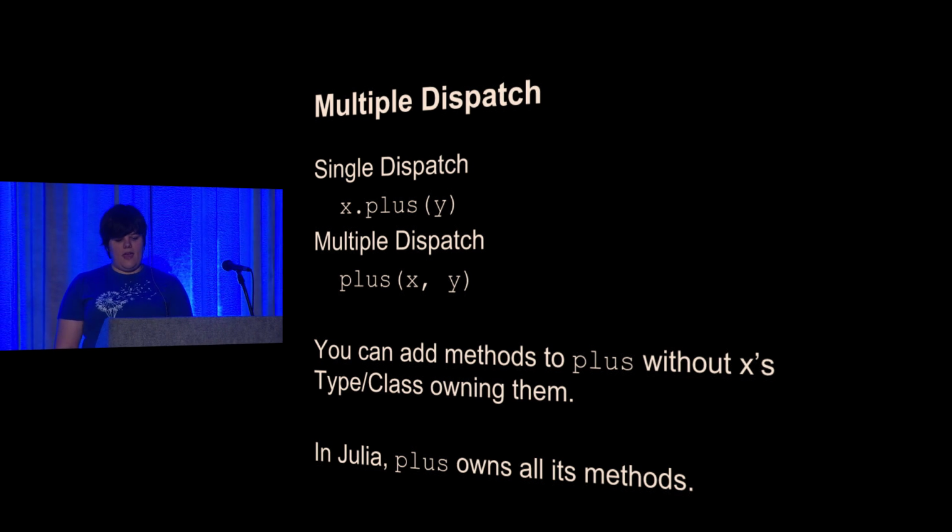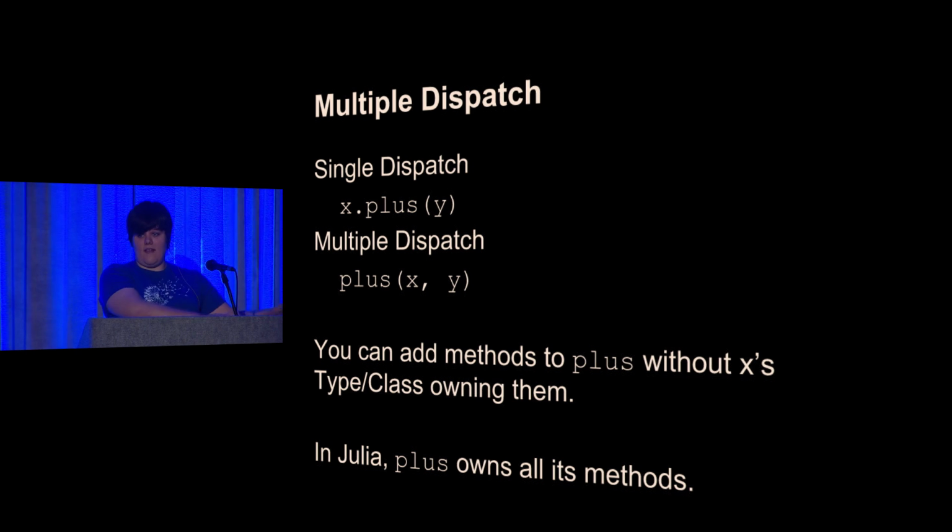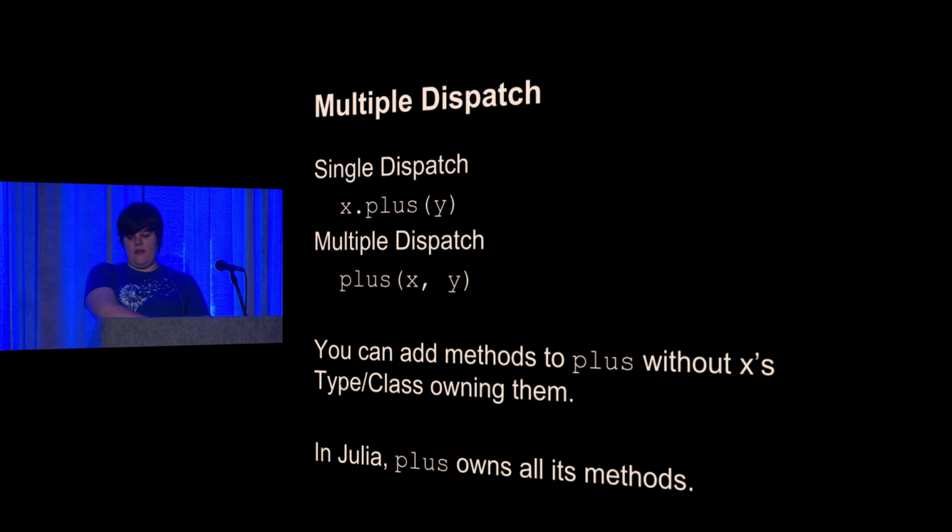This allows you to add methods to plus without whatever type of x owning them. So you wrote x, somebody else wrote x. It's in a library somewhere, whatever type you're using for that. Maybe it's in the base library. And in your library, you want to make it interact with some new type, but still in the plus function. And you can do that.